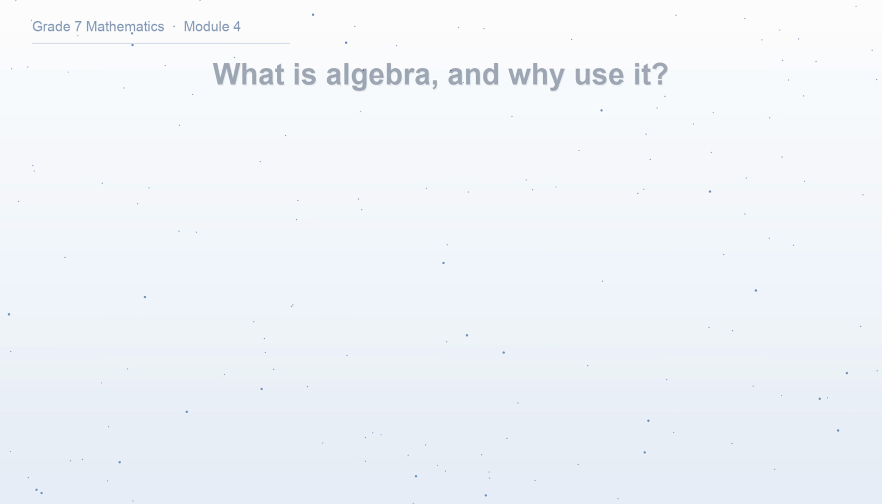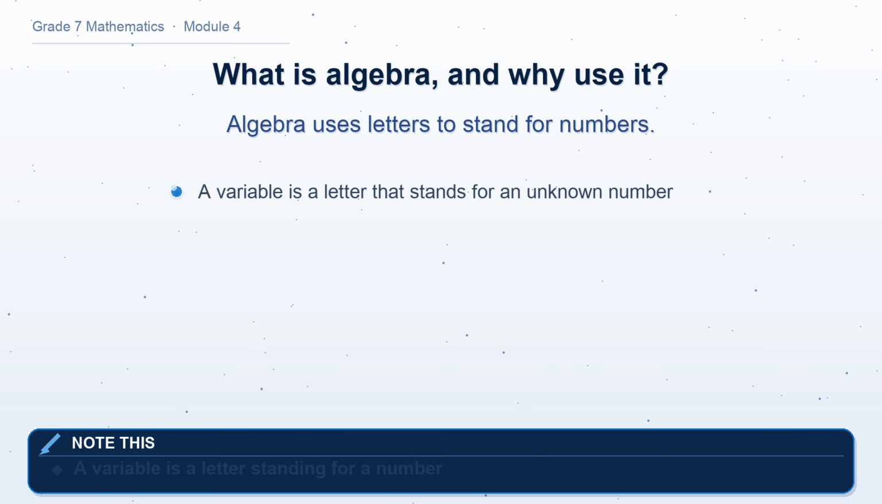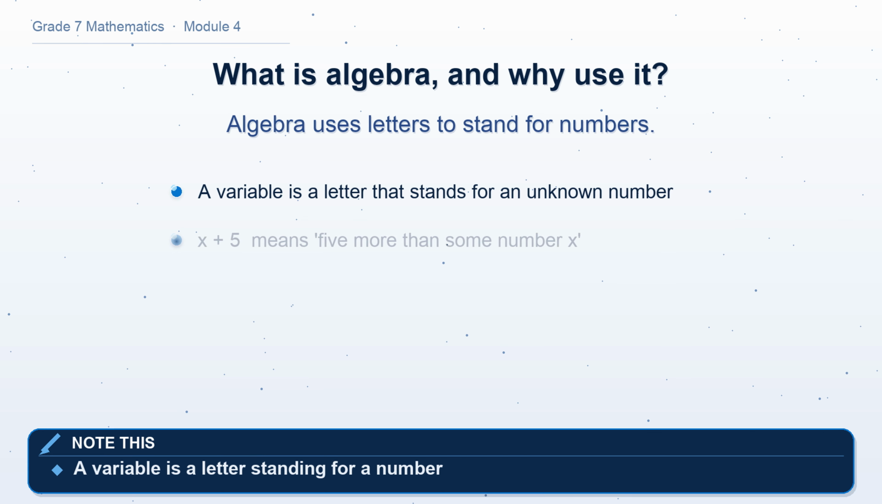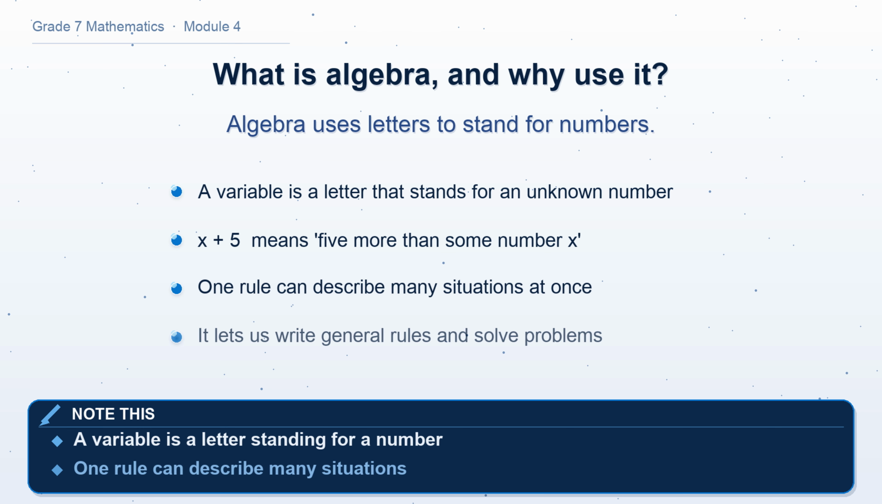Algebra uses letters to stand for numbers. A letter like x is called a variable because its value can change. When we write x plus 5, we mean 5 more than some number x, whatever that number turns out to be. The power of this is that one short rule can describe many situations at once. Instead of solving each problem from scratch, we write a general rule and use it again and again. Now let's learn how to build these expressions from words.